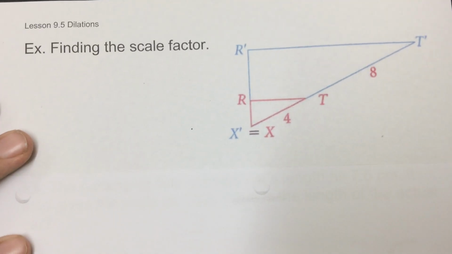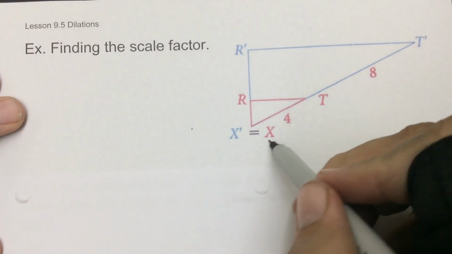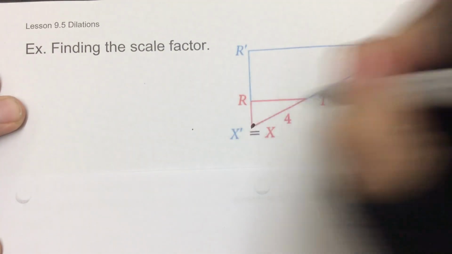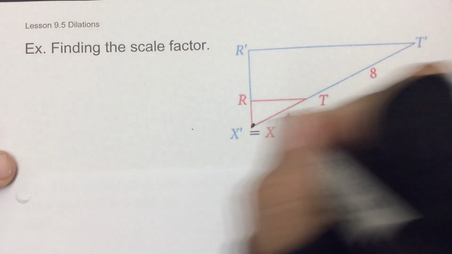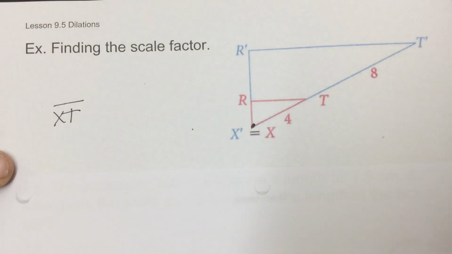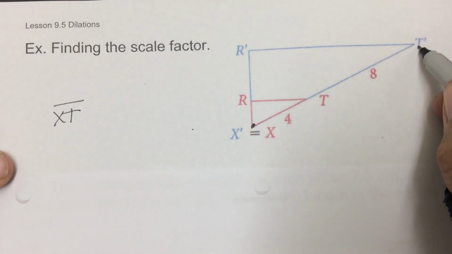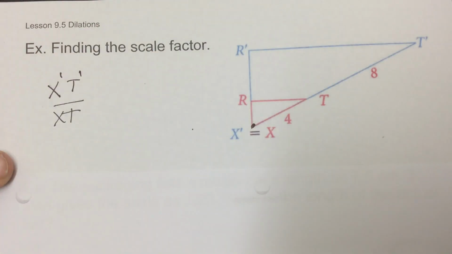So if we have our figure and we're finding that scale factor, you want to pick a side. So looking at this, X and X prime, they're the same. So our center is here at X. That's where all of our changing is going on. Our dilation is happening. So if we pick a side here, we have XT as our one side. So that's the original. The original is going to go on the bottom. Our new, though, is going to go on top. So that's going to be X prime T prime.